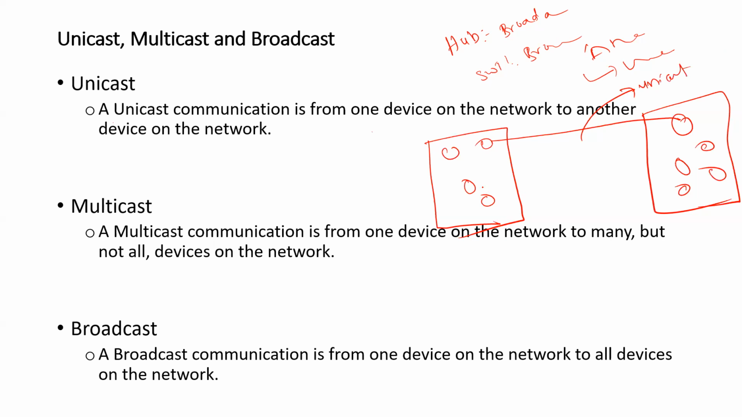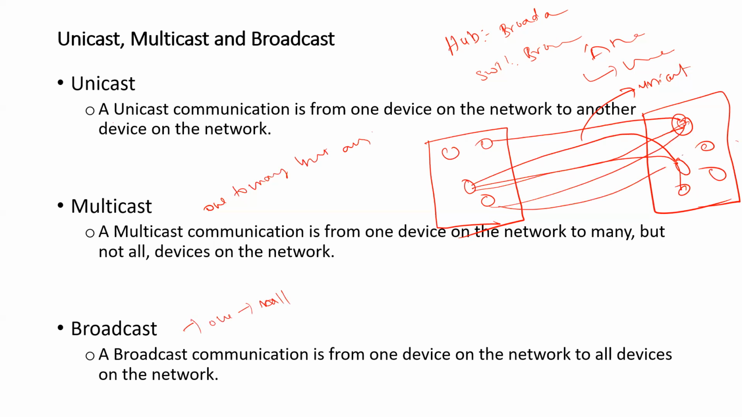Multicast is one to many, but not to all computers. So here one computer connects to many, but not to all the computers. That is called multicast traffic. And broadcast is one to all. It means to this device, this device, this device, this, and this. Is it clear?